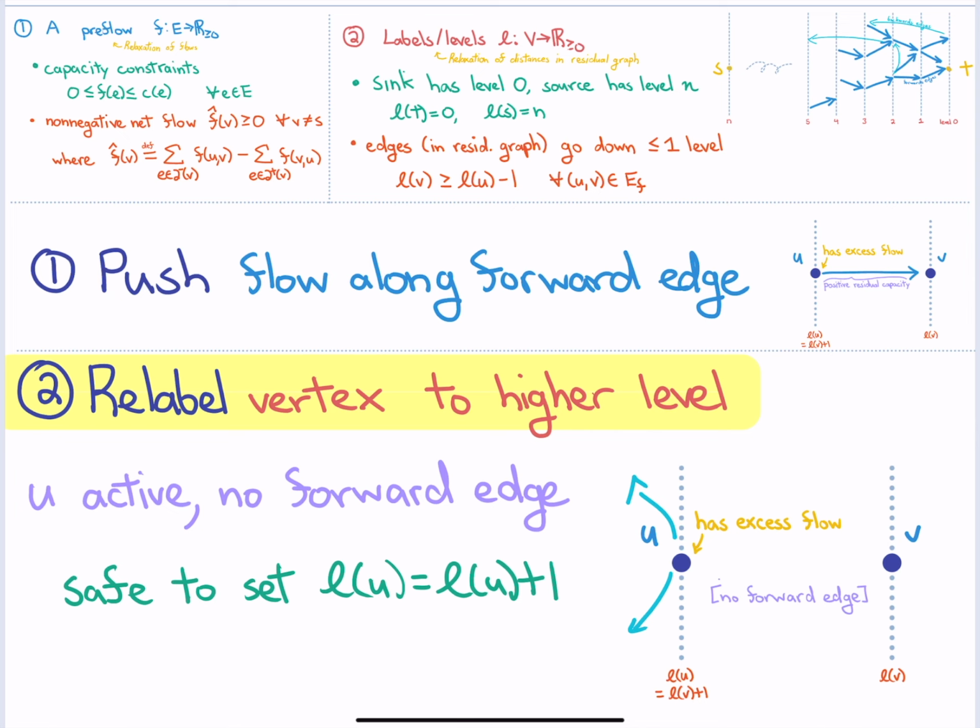Sure, you can choose any one you want. Maybe in practice you might find it useful to always take the biggest capacity edge or the smallest capacity edge or something. I think the algorithms we analyze today won't care. It won't matter.